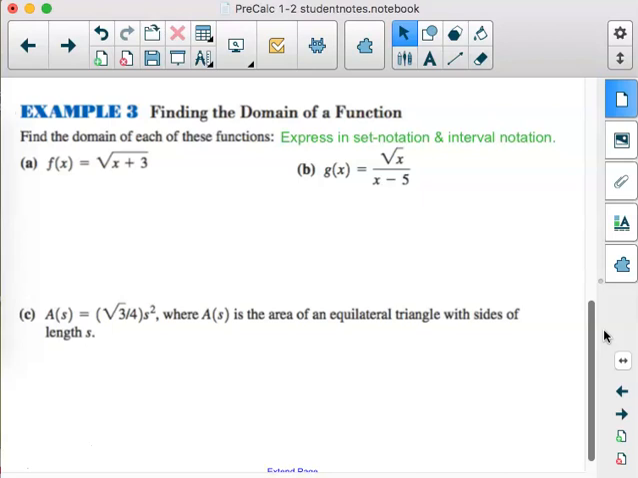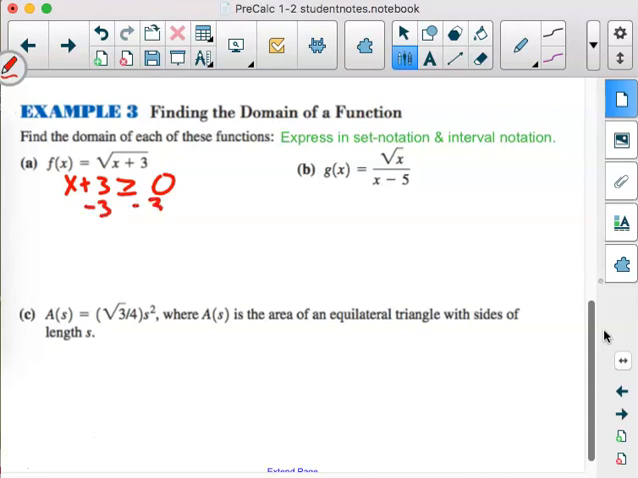So I look at a, and I realize, oh, I have a square root. So x plus 3 has to be greater than or equal to 0. Because again, I can take the square root of 0, I can take the square root of positive values and stay in the real number system. So we'd subtract 3 from both sides.